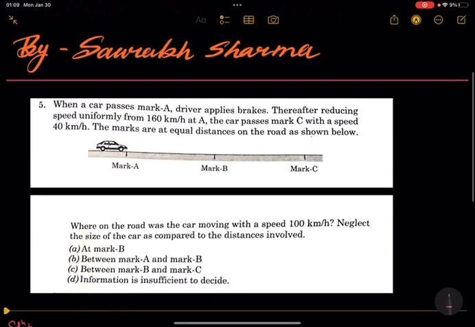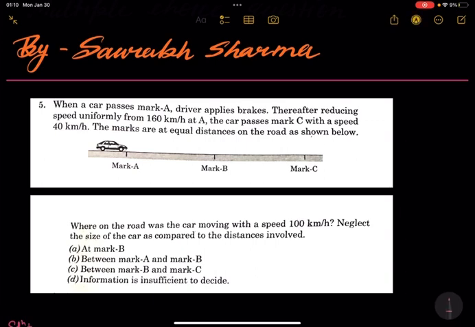So I'm starting to read this question, so just focus on the question. When a car passes mark A, the driver applies brakes, thereafter reducing speed uniformly from 160 km per hour at A. The car passes mark C with a speed of 40 km per hour. The marks are at equal distances on the road as shown.